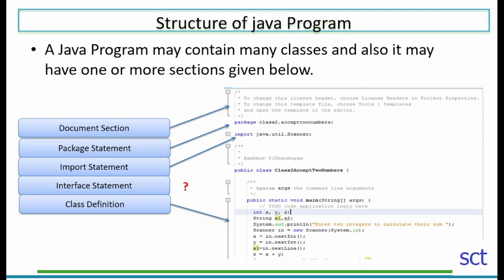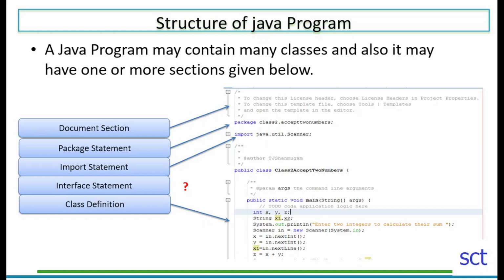The third one is the import statement, which is nothing but import java.util.Scanner, which I have written here. This is to use the Scanner class in my program. It is very similar to hash include in C or C++.